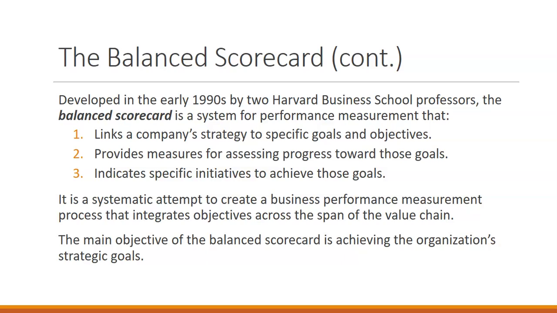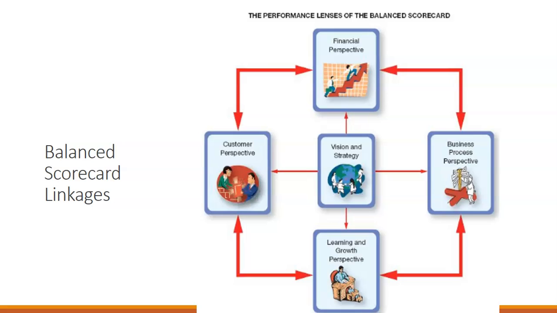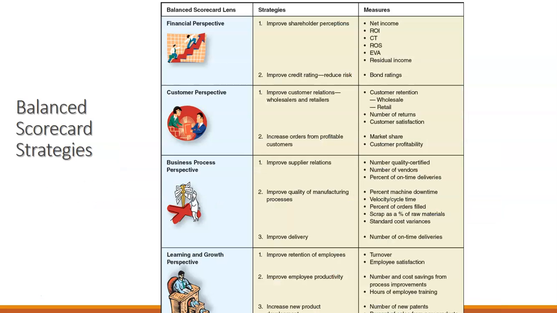So the balanced scorecard is performance measurement that looks at the company's strategy, the company's goals and objectives, and then provides measures towards those goals. We have 4 different components of a balanced scorecard: a financial perspective, a customer perspective, a business process perspective, and a learning and growth perspective. We can look at each one of these individually. We're going to see an example here of what things we might measure under each perspective.